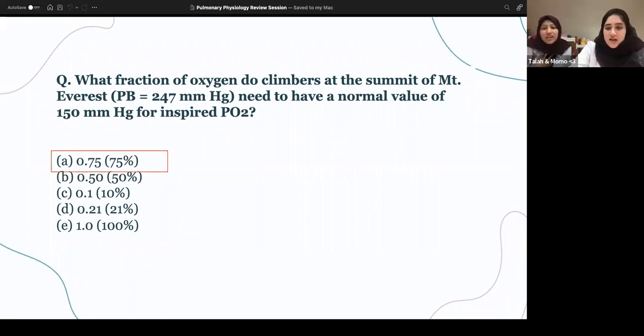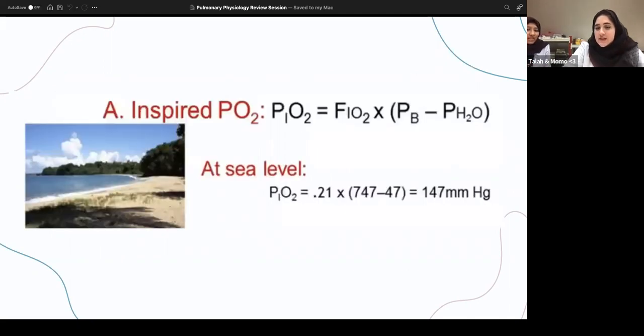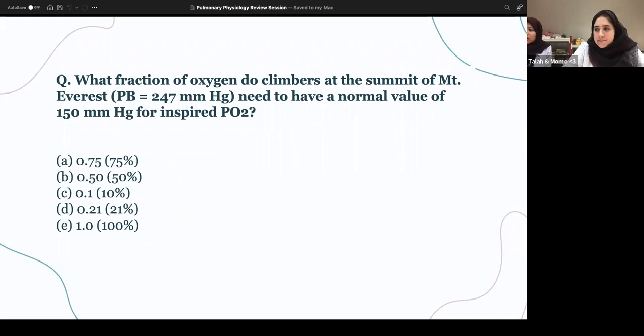I think I got it, but I remember Dr. Shams mentioning that the fraction doesn't change. The fraction of oxygen in the air, FiO2. I think he means that FiO2 would not change at sea level, but if we go up to a higher altitude, it will definitely change. The amount of oxygen you have in the air would be different. It'll be less than it is down here. I just wanted to make sure.